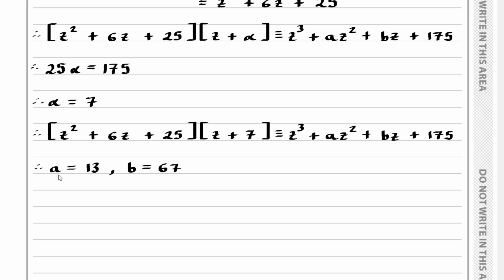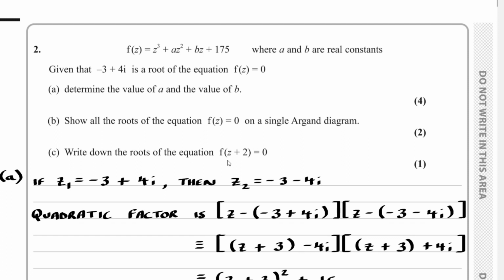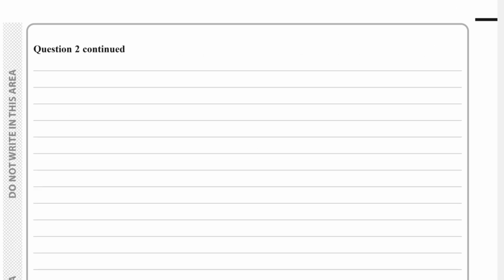And knowing what the values of a and b are, we can then conclude f of z is equal to z cubed plus 13z squared plus 67z plus 175. Part b. Show all the roots of the equation f of z equals 0 on a single Argand diagram.